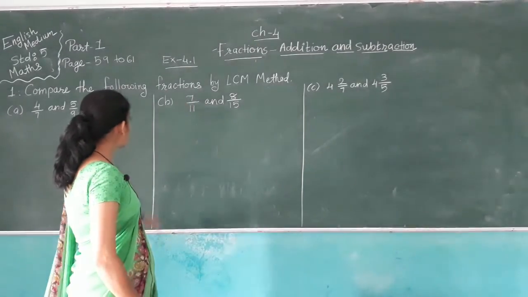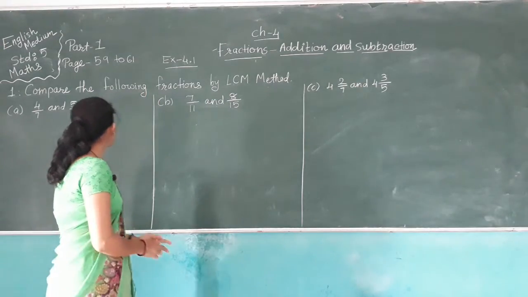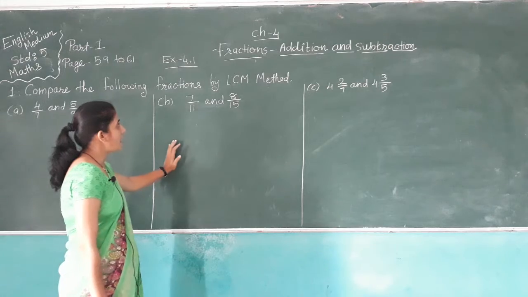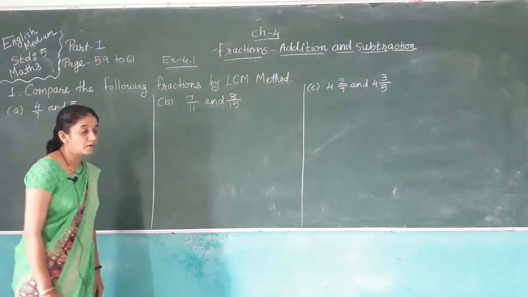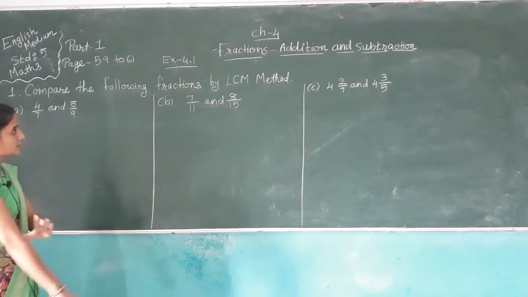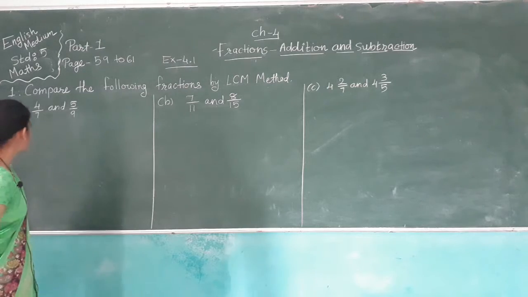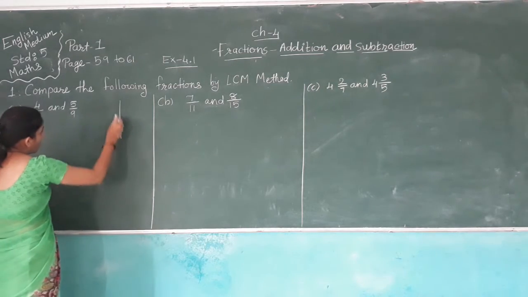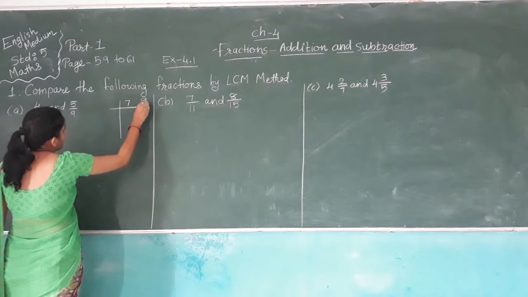Now solve exercise number 4.1. Compare the following fractions by the LCM method. Here we have 4 out of 7 and 5 out of 9. First we find the LCM of 7 and 9.